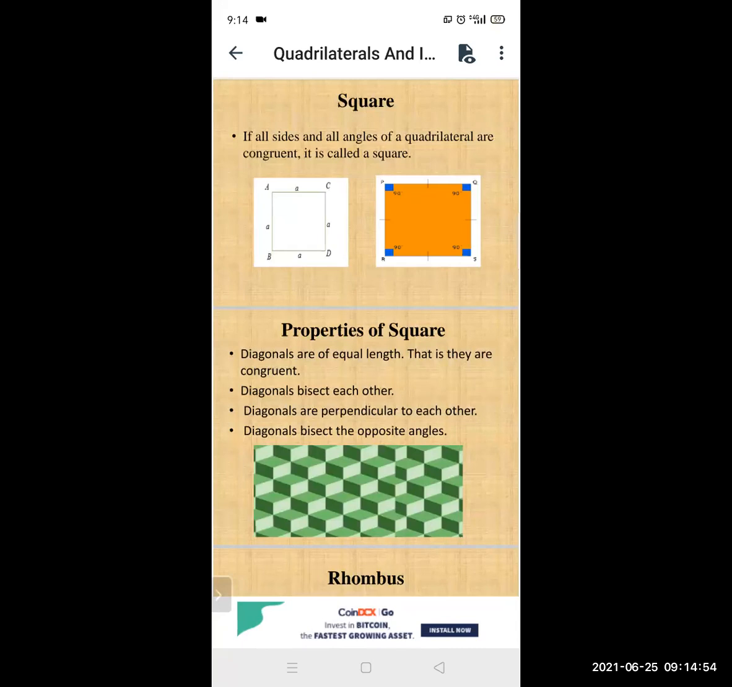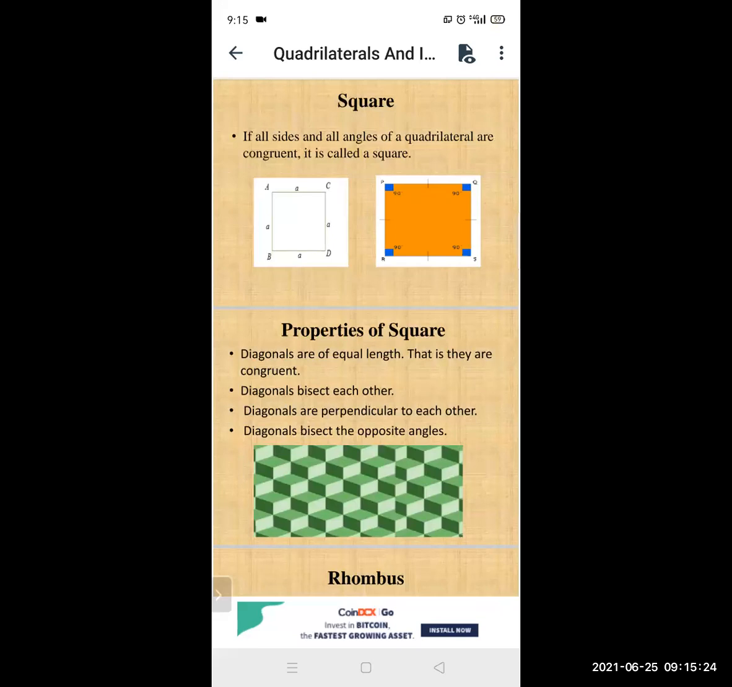So let us know it more by using its properties. First property is diagonals are of equal length. That is, they are congruent. So whatever diagonals we are drawing here, they are also of equal length. First we will see the properties of a square, and then I will tell you the comparison between the rectangle and square. Okay. So diagonals are of equal length, means they are congruent, they are the same.